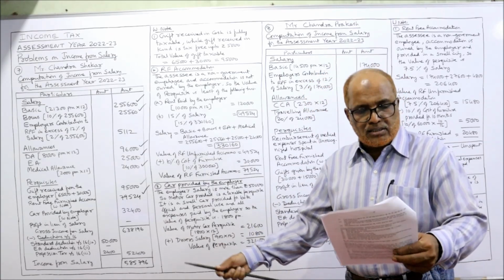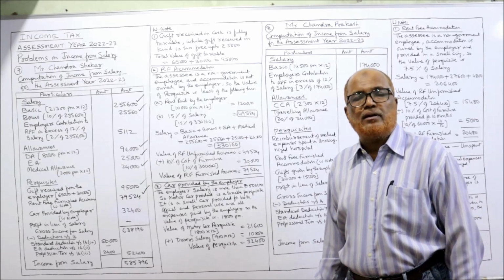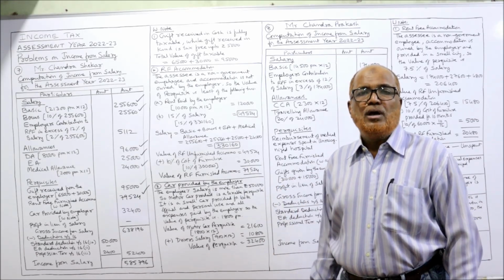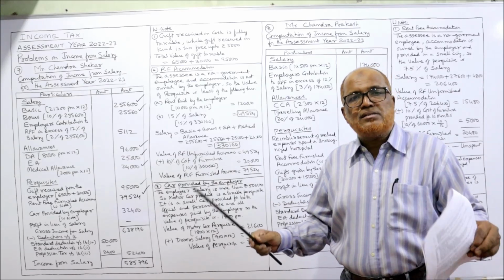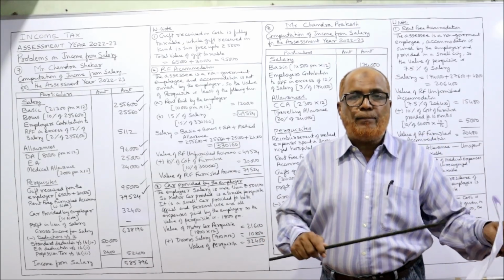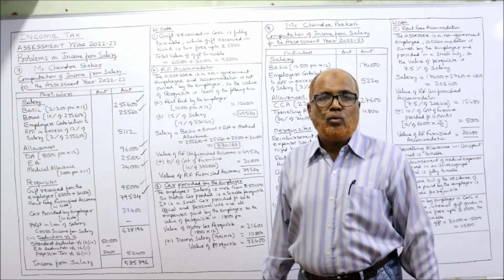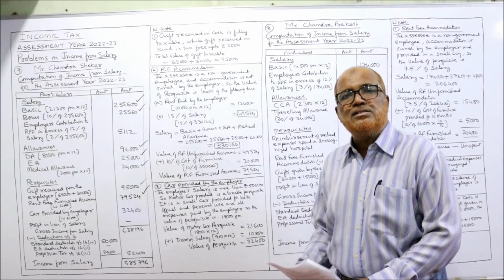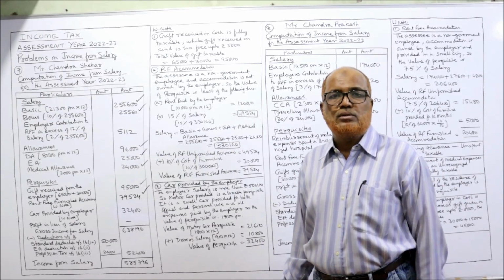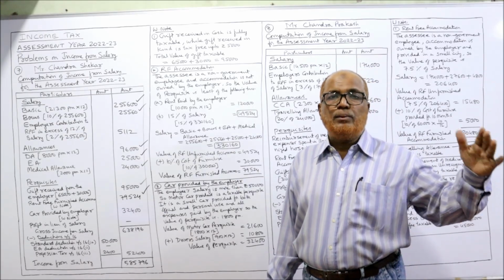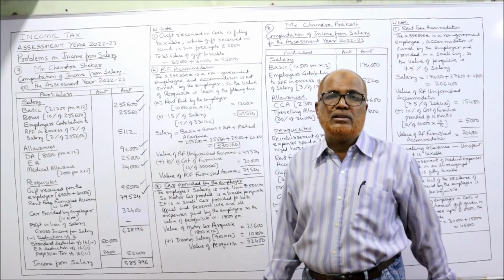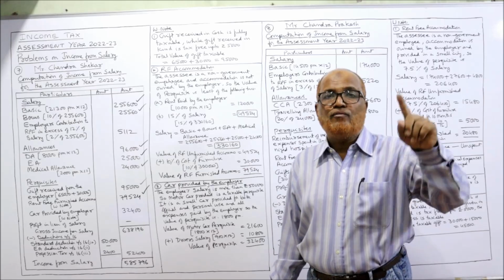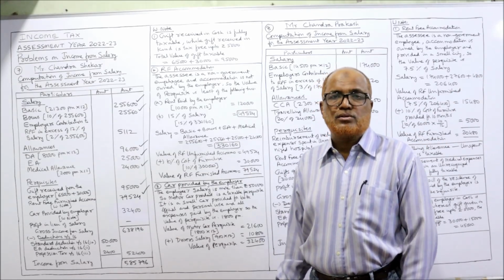The small car, as given in the problem, is provided for both official and personal use and all the expenses are paid by the employer. Then the value of the perquisite is 1,800 per month. This is given by the income tax rules. Already in the previous video on perquisites I have explained all these things. That's why I'm stressing to students to first of all watch the theory videos.